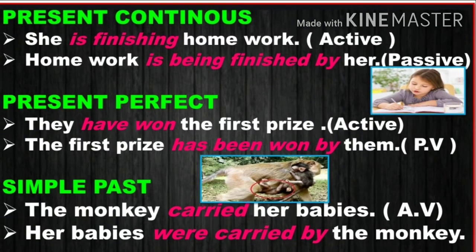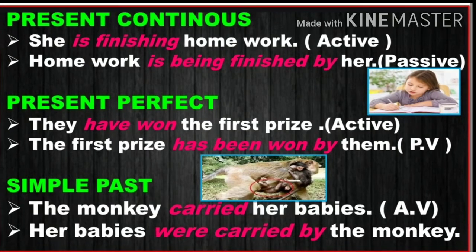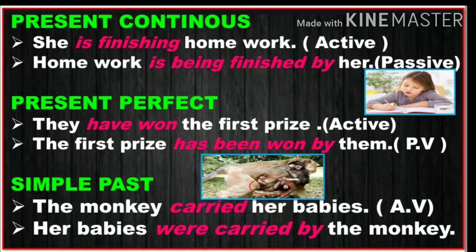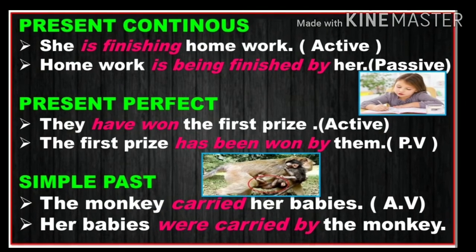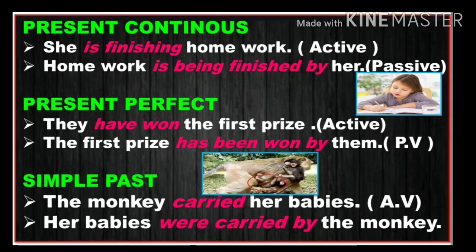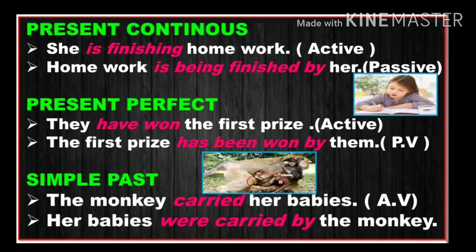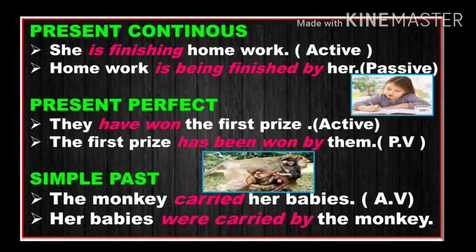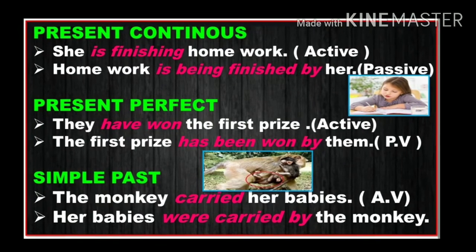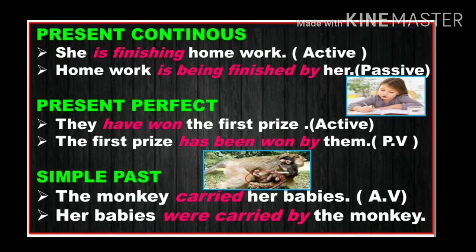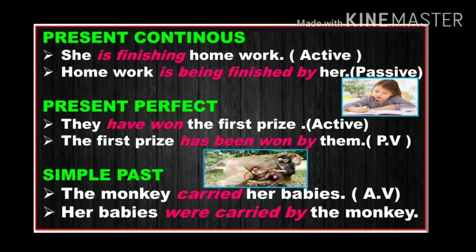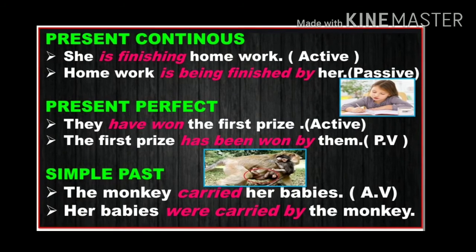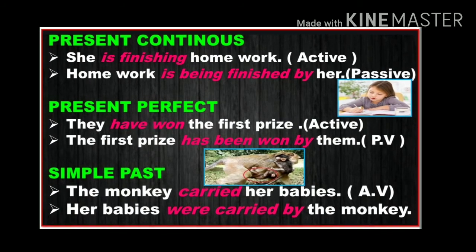Present continuous tense. She is finishing homework. This sentence is in the active voice. Homework is being finished by her. This is in the passive voice. Present perfect tense. They have won the first prize. That is in active voice. The first prize has been won by them. That is passive voice.